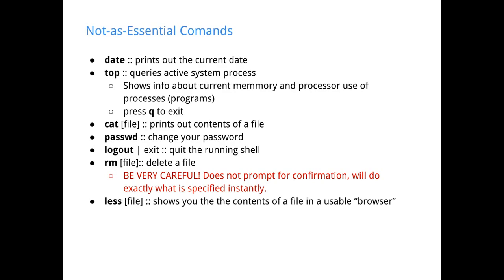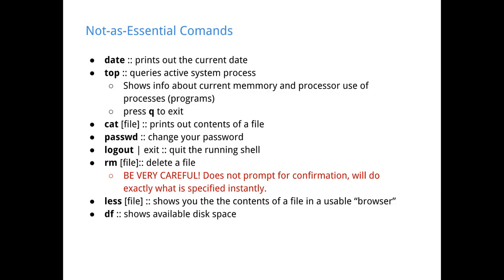And then we have less, a weird command that lets you actually browse the file and move around, instead of cat, which just prints it out, and you can't see what was at the top of the file if the file was too big for the screen. Less actually lets you move around the file. Pretty useful. df shows available disk space.